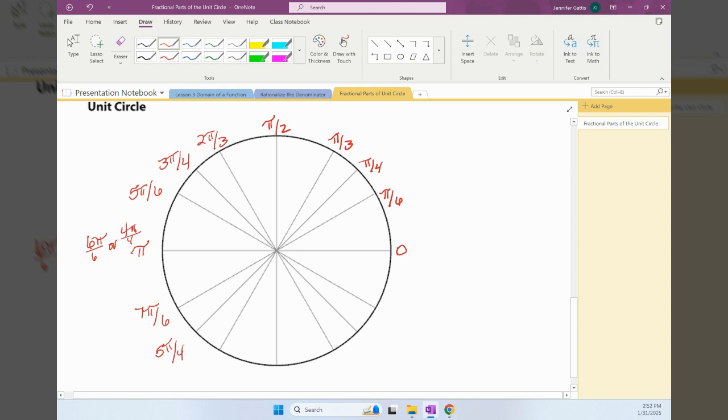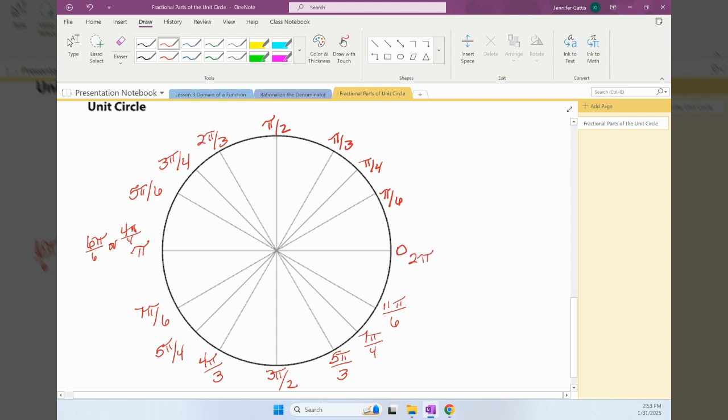Now, counting by sixths, the next one would be 8 pi over 6. But recall that that will reduce to 4 pi over 3. Now we end up with 3 pi over 2. And then we have 5 pi over 3. We have 7 pi over 4. And 11 pi over 6. And then we get back up here and we have 2 pi.